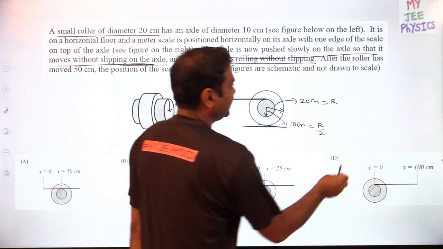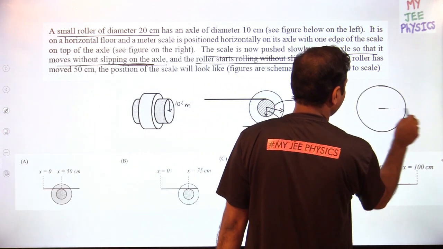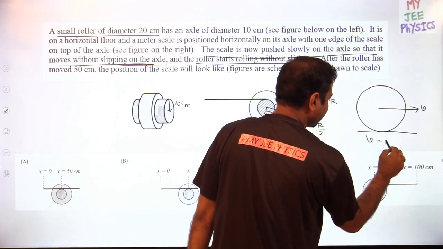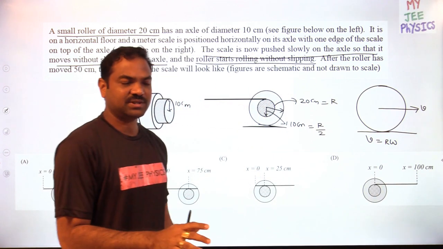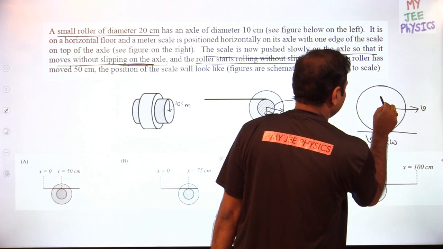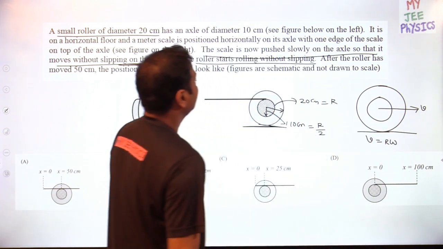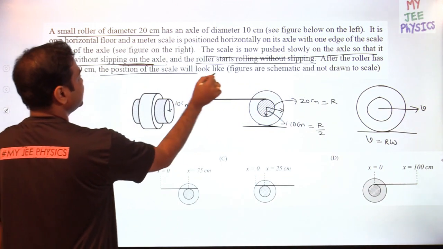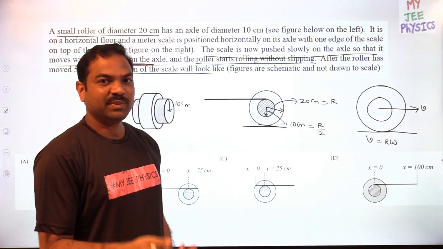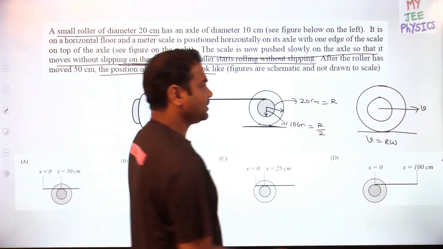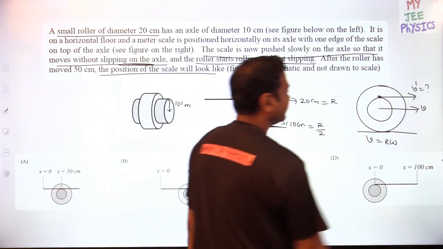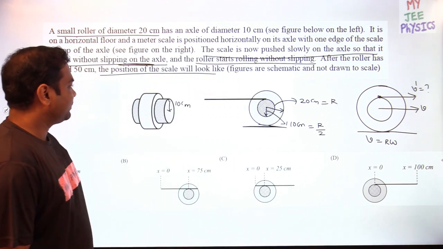That means if the center has the velocity v, what condition can we write down? The question is based on a very simple relation, that is v is equal to r omega. Now we need to see how much distance is traveled by the scale. They are asking the position of the scale, no? Ultimately we have to identify the distance traveled by the scale. That means we have to find the velocity of the scale, so we need to identify the velocity of this point, v dash.